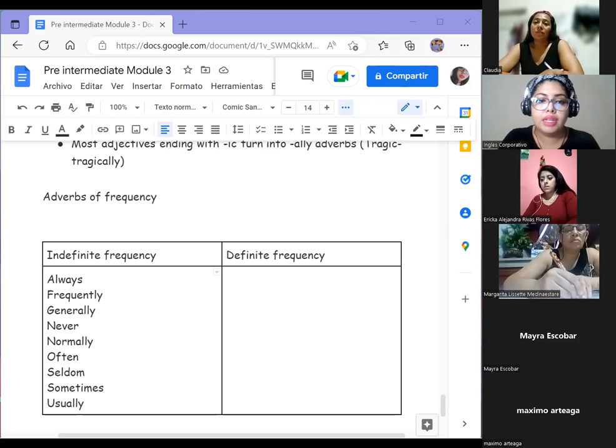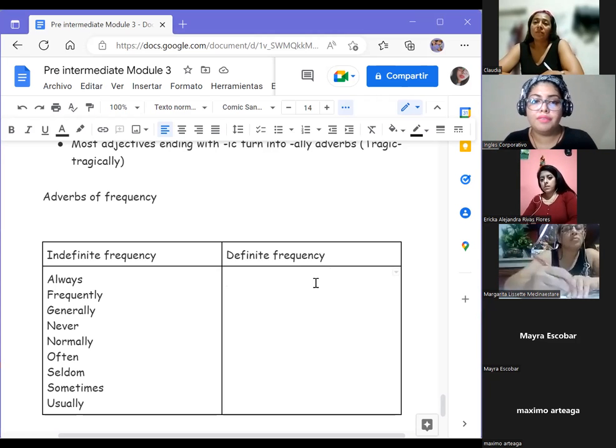So, and then we have some examples for definite frequency. And we have annually, that in this case is talking about a specific time in which we perform an action.